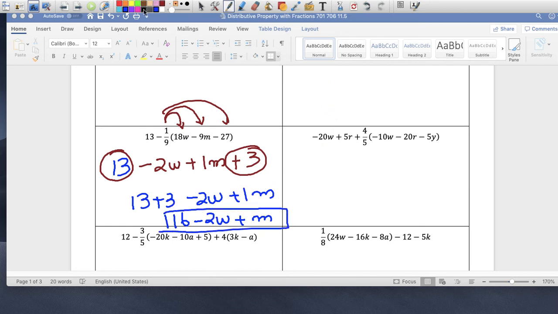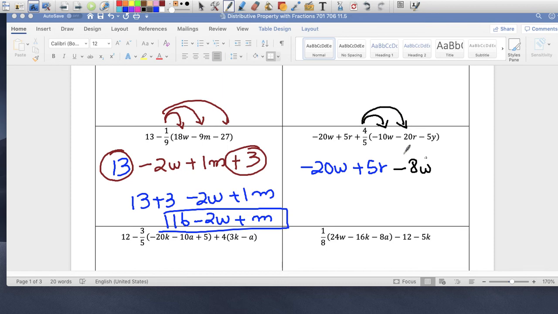Next one, again, these examples are nice because they show you not to combine these three terms together. So negative 20w stands as it is. The plus 5r is doing absolutely nothing. And now you have to worry about the distribution. You're going to distribute this and this first. Positive times a negative is a negative. 4/5 of 10 is going to be 8w.